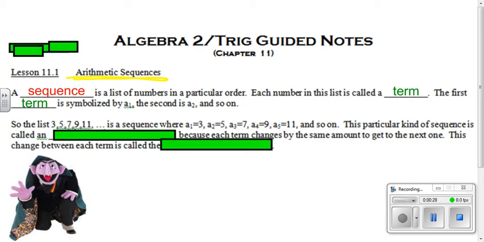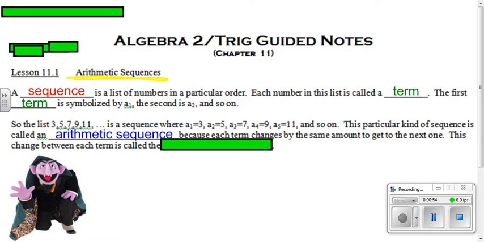So if we have this example here, we're looking at the list 3, 5, 7, 9, 11. That would be a sequence where a sub 1, or the first term, is 3, the second term is 5, the third term is 7, the fourth term is 9, and so on. This particular kind of sequence would be called an arithmetic sequence.